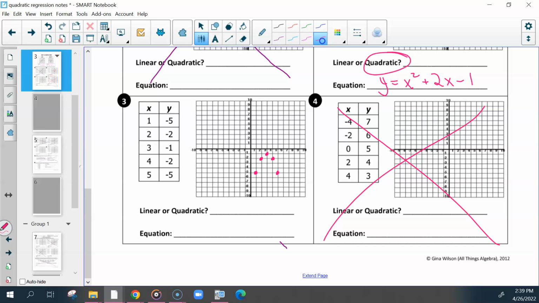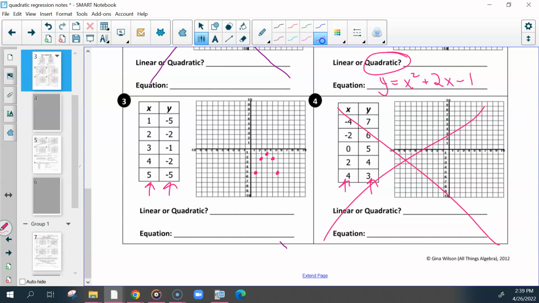If you weren't sure, like how do you know this is going to be quadratic already? One, I looked at my answers. But if you got a problem with this and you were trying to figure it out, there's one way to see if it's linear or quadratic. Look at your x and y values.